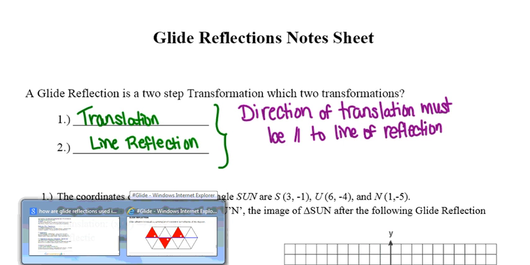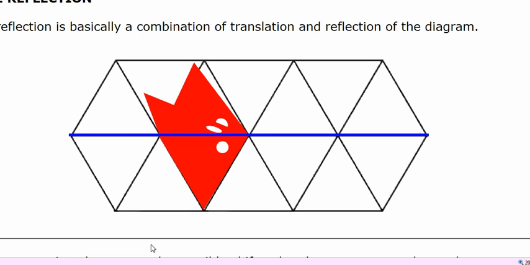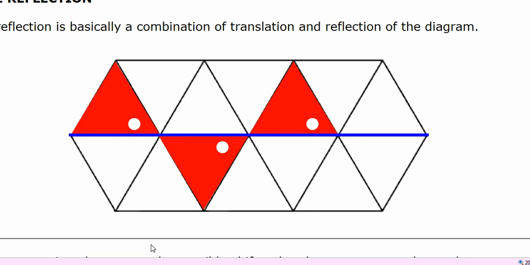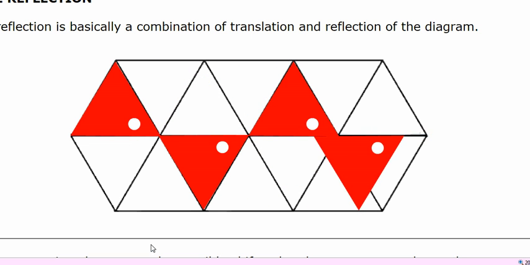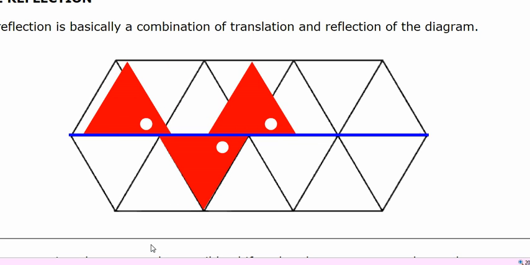might look like. And what's really cool about this animation is that it shows you what happens when the slide is followed by the reflection over and over and over again. For instance, if we start with just a single red triangle and reflect it, and then slide it, reflect it, and then slide it, we can see the pattern repeating itself over and over and over again.